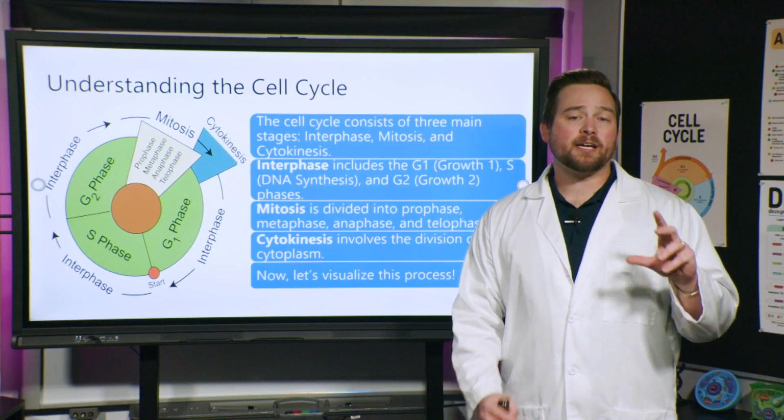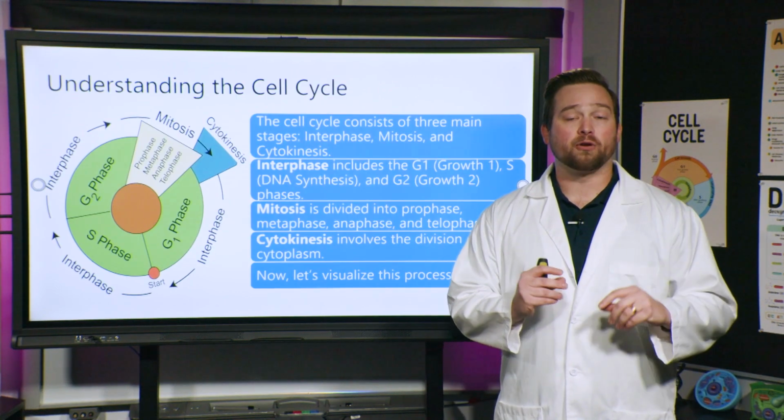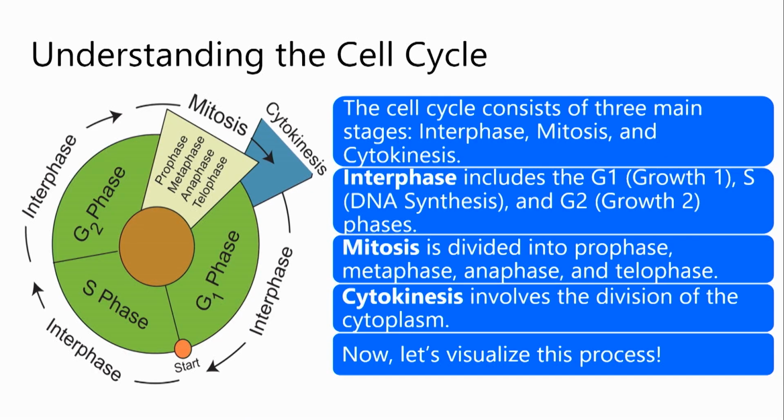Okay, so let's take a closer look at the cell cycle. Again, this is just the introduction today, so I'm just going to introduce you to some words and some vocabulary, and as the unit progresses, we'll take a deeper dive into all of these different parts of the cell cycle and what they mean. Okay, so the cell cycle consists of 3 main stages. It's the interphase, mitosis, and then cytokinesis.